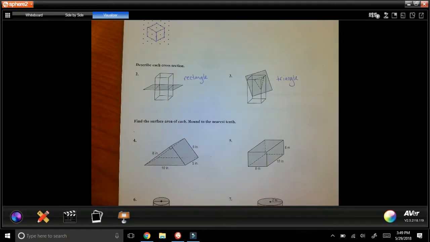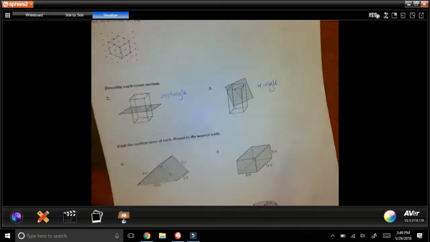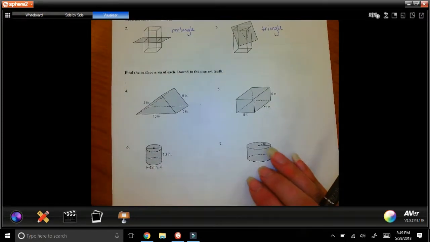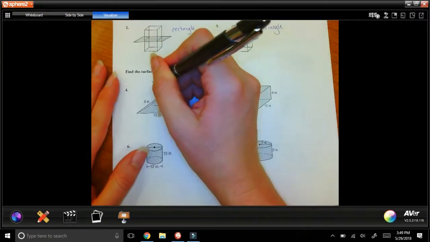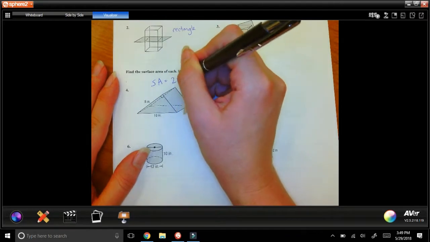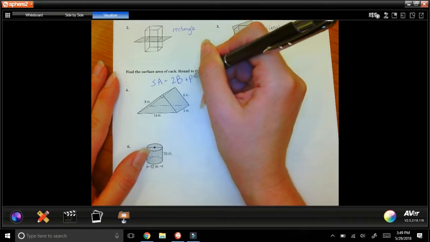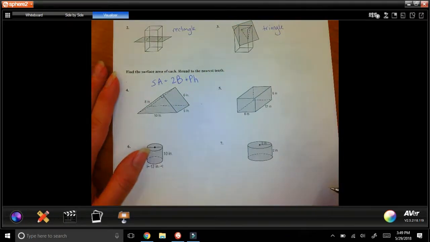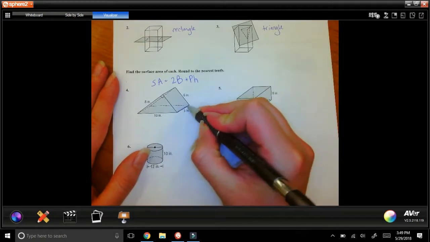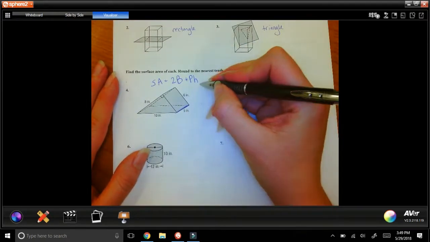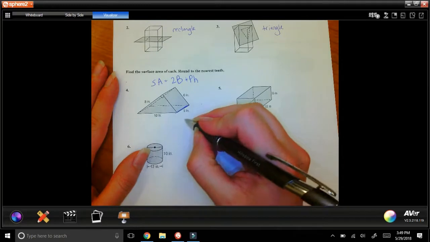For the next one, it says find the surface area of each of these. This is a prism, so surface area equals 2 times area of the base plus perimeter of the base times the height of the prism. The height of the prism is the distance between the bases, so that's 5.